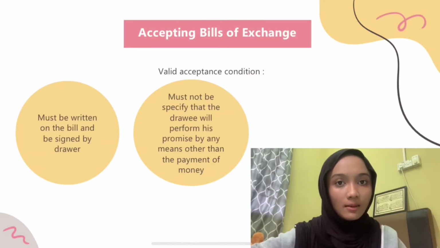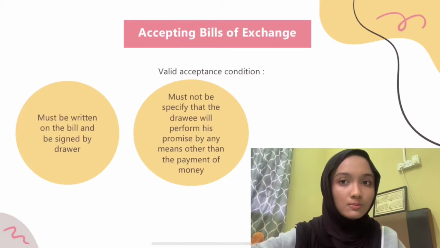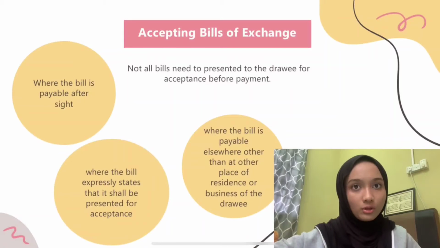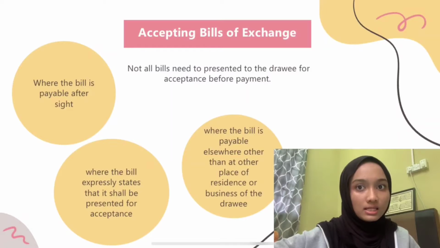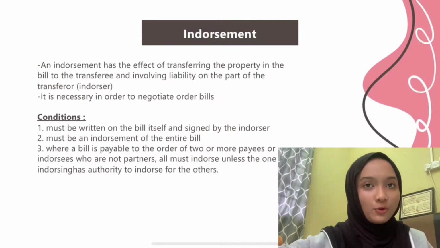In order to be valid acceptance of bill of exchange, there are a few conditions. The first one is it must be written on the bill and be signed by the drawee. The second one is it must not specify that the drawee will perform his promise by any means other than the payment of money. Not all bills need to be presented to the drawee for acceptance before payment. However, it is necessary where the bill is payable after sight, where the bill expressly states that it shall be presented for acceptance, where the bill is payable elsewhere other than at the place of residence or business of the drawee. Next, we proceed to the endorsement.